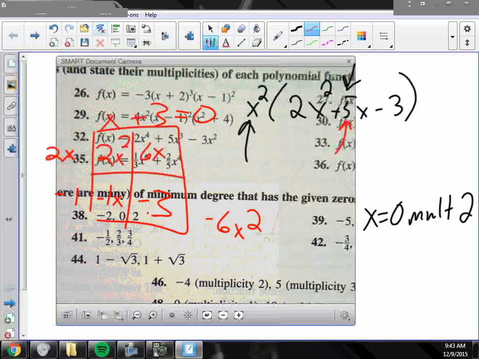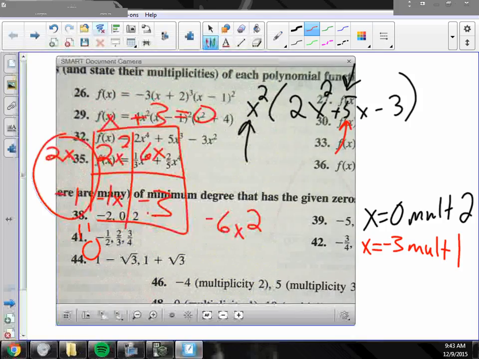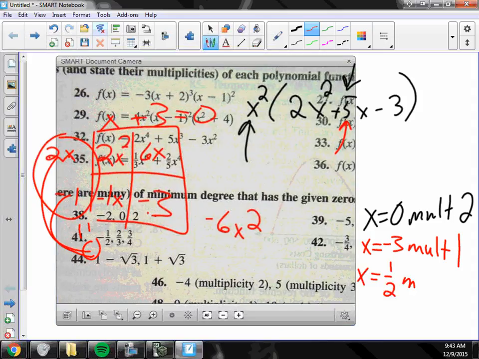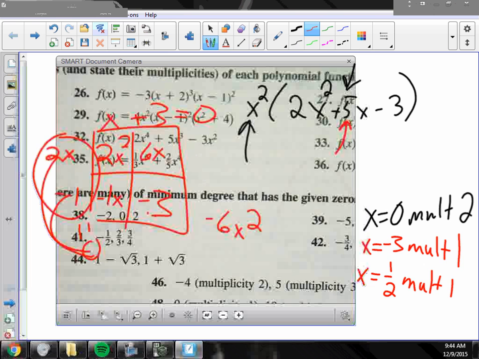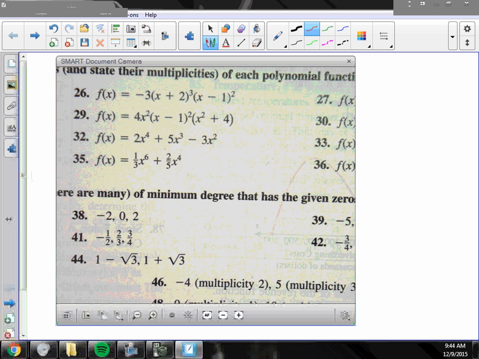Set that equal to 0. X equals -3, multiplicity 1. And this one, set that equal to 0. We add 1 and divide by 2. So x equals 1/2, also with a multiplicity of 1. Does that make sense? Okay.